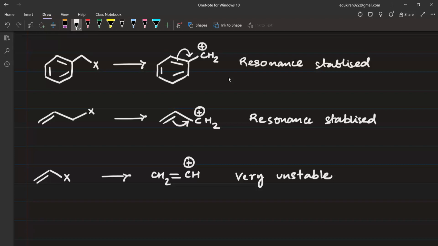What happens here? You can say that this is the alpha carbon, and the alpha carbon is unsaturated. And we will write a separate point that alpha unsaturation always decreases the rate of SN. Alpha unsaturation decreases the rate of SN. We are going to look at it later on. But you should write all these things down here.